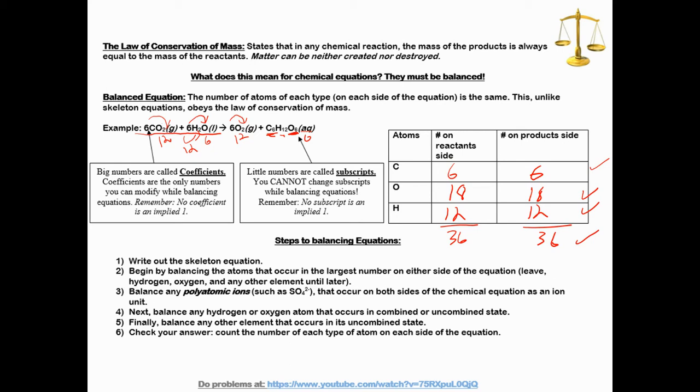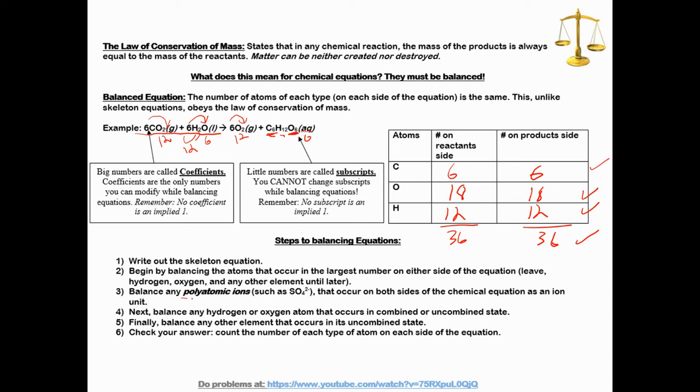So these are the general steps for balancing equations. You can read through these. We're going to do more practice problems together. Some general tips that I give is try balancing the atoms that occur in the largest number on either side first, and leave things like hydrogen, oxygen, and other elements till later.